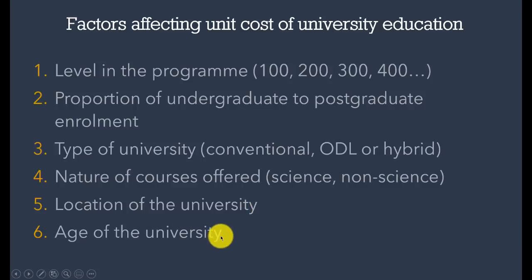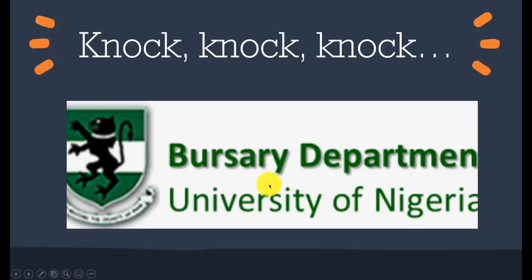Then the age of the university. The older university will have to spend more on maintenance. The younger universities with nice buildings will spend less. So these are factors affecting unit cost.